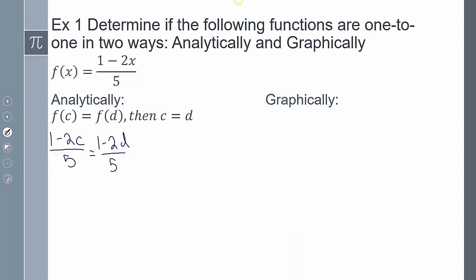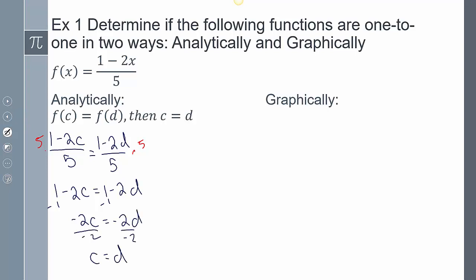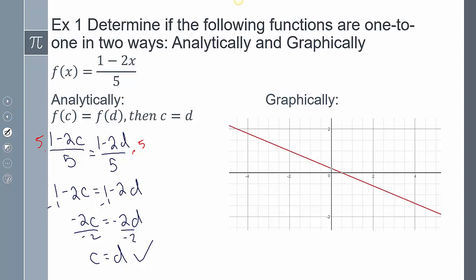I can multiply both sides by 5, so I get 1 minus 2c equals 1 minus 2d. Then I can subtract 1 on both sides, so negative 2c equals negative 2d. Divide both sides by negative 2, I get c equals d. So therefore, it is 1 to 1 analytically. Now graphically, you want to graph it and check for the horizontal line test. It passes, and so therefore, it is 1 to 1.